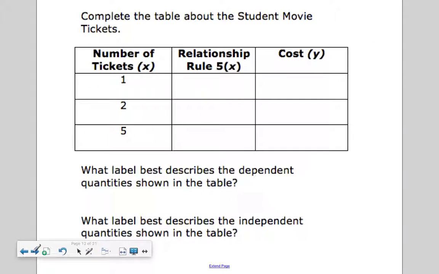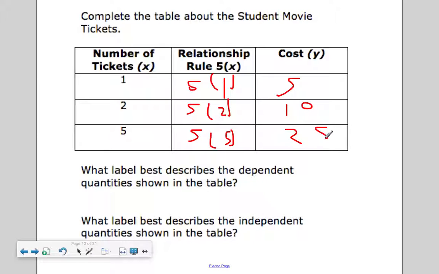So let's look at our last question. Complete the table about the student movie tickets. If you buy 1 ticket, 2 tickets, 5 tickets, what will the cost be? According to this, they said the relationship rule is 5 groups of x. What's 5 times 1? $5. So each ticket will cost $5, I believe. If you buy 2 tickets, 5 times 2 is 10. If you buy 5 tickets, 5 times 5 would be 25.